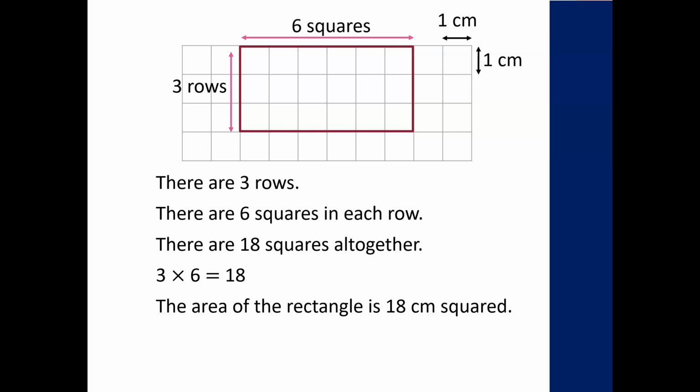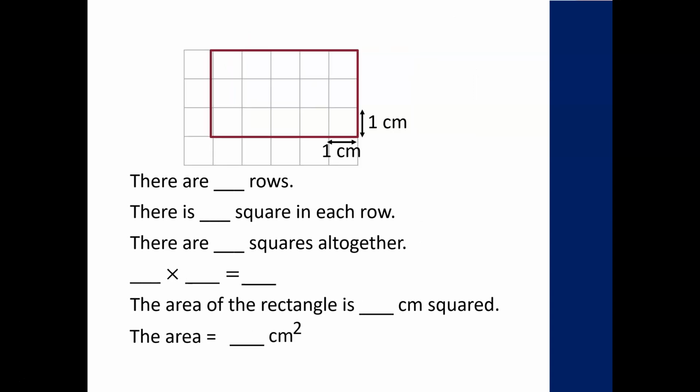How do we write that? 18 centimetres and then that little 2. We'd read that as 18 centimetres squared. Have a think about completing those sentences about that rectangle. Pause the video and have a go.